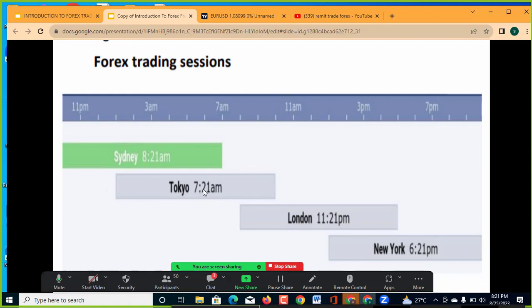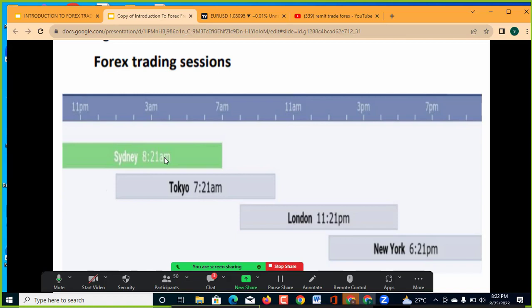The same Monday morning, while the Tokyo session is still on, the London session starts at 8 a.m. in the morning and runs all through to 4 or 5 p.m. in the evening. Remember, London is in England. And then while the London session is on, the New York session starts at 1 p.m. and runs through to 10 p.m., and the Sydney session takes over again. So it's a 24-hour market.